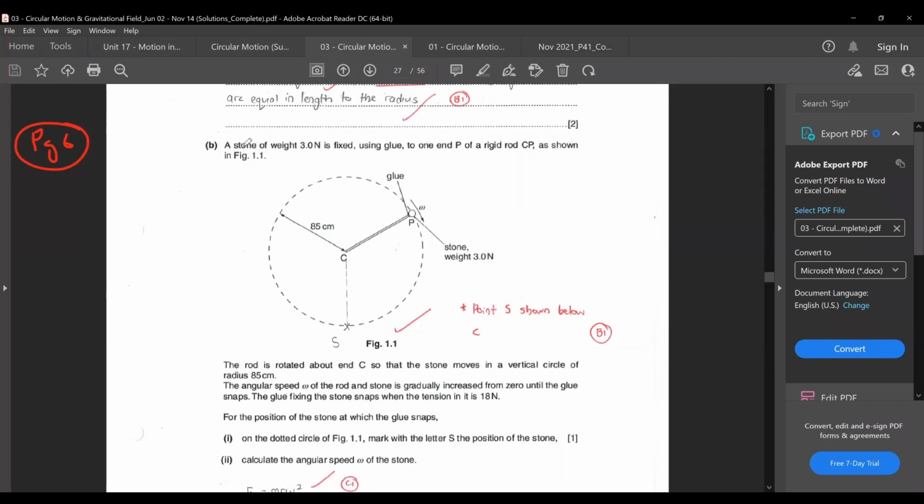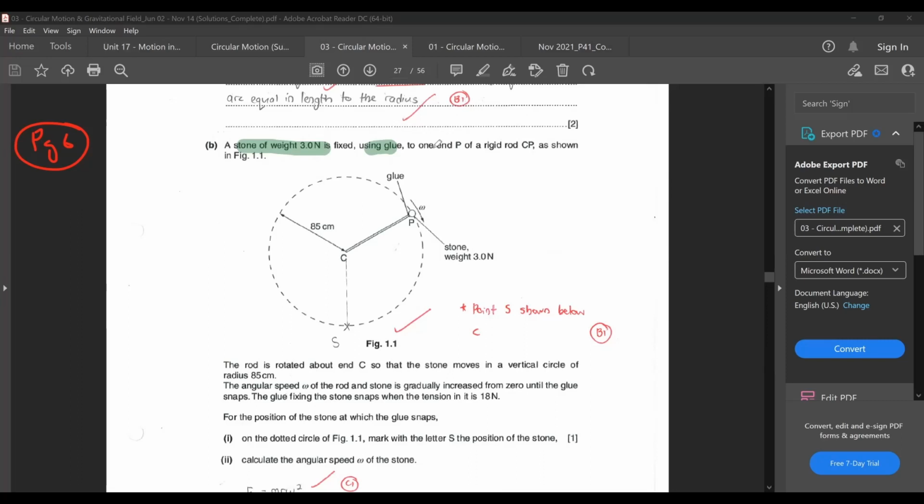Now, a stone of weight 3 Newton is fixed using glue to one end of the rigid rod CP, as shown in the figure. The rod is rotated about C so that the stone moves in a vertical circle of radius 85 cm. The angular speed omega of the rod and stone is gradually increased from 0 until the glue snaps. The glue fixing the stone snaps when the tension in it is 18 Newton. For the position of the stone at which the glue snaps, on the dotted circle of figure 1.1, mark with letter S the position of the stone.